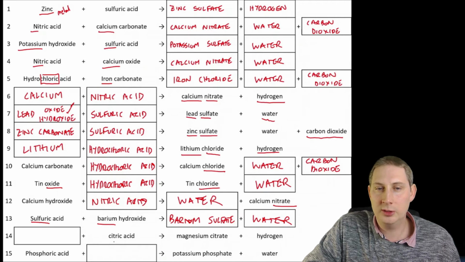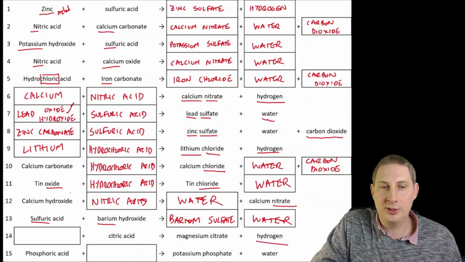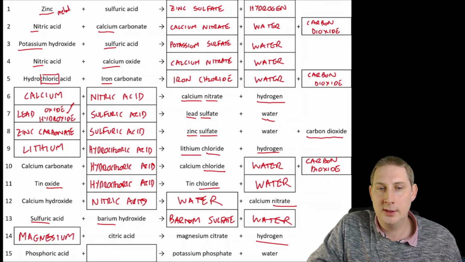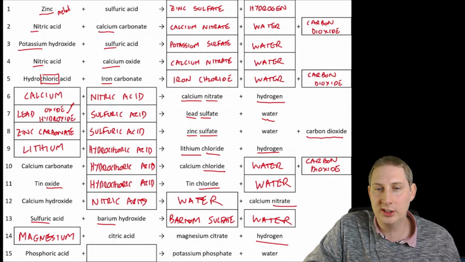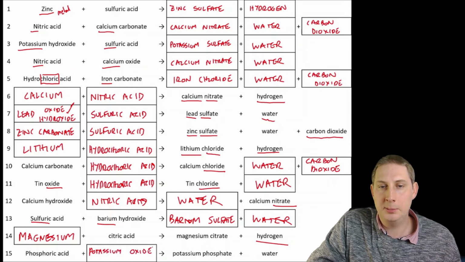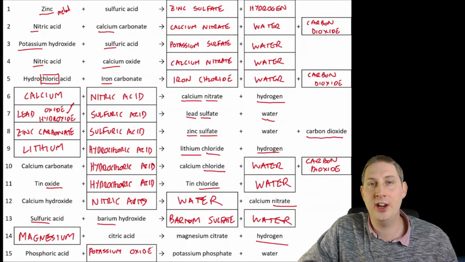Finally, or almost penultimate question, question 14, what plus citric acid makes magnesium citrate and hydrogen? Well, to make hydrogen we need a pure metal. That metal must be magnesium. And finally, phosphoric acid plus what makes potassium phosphate and water? It must be a base. It could be potassium oxide, or it could be potassium hydroxide. How did you do? Did you get most of those right? If so, well done. If not, you need to go back and check you can do these.